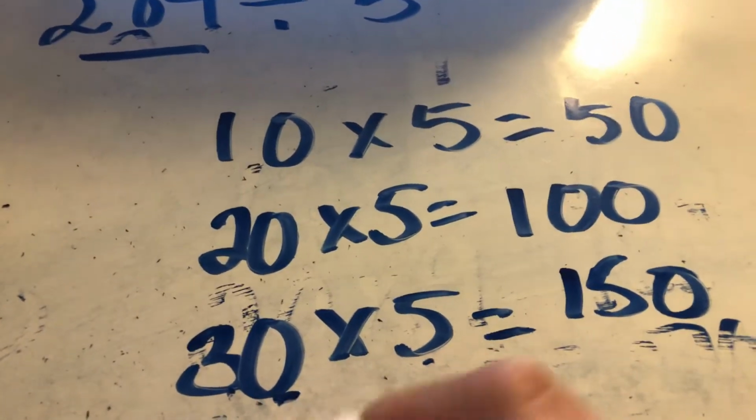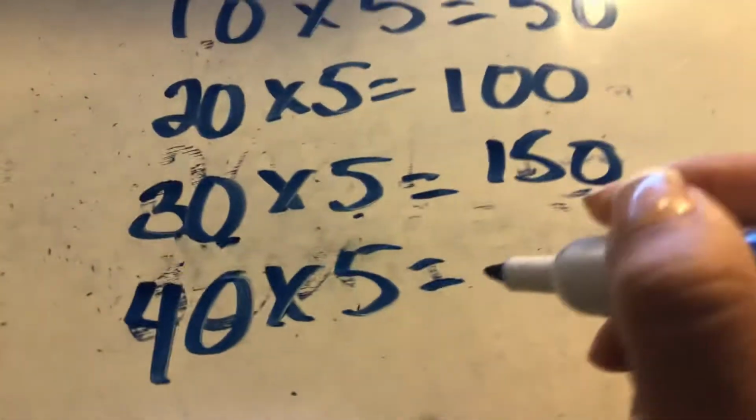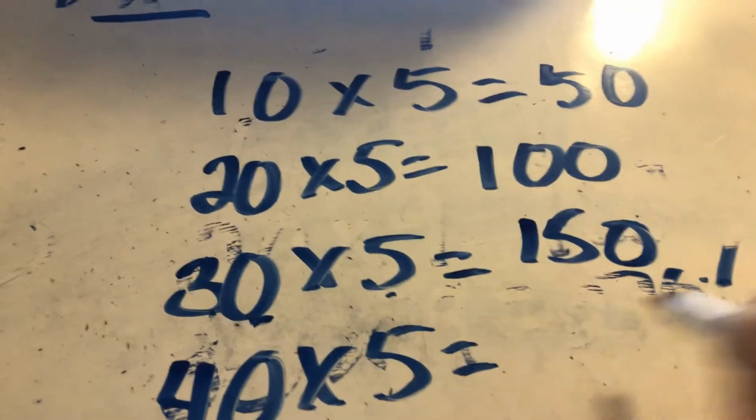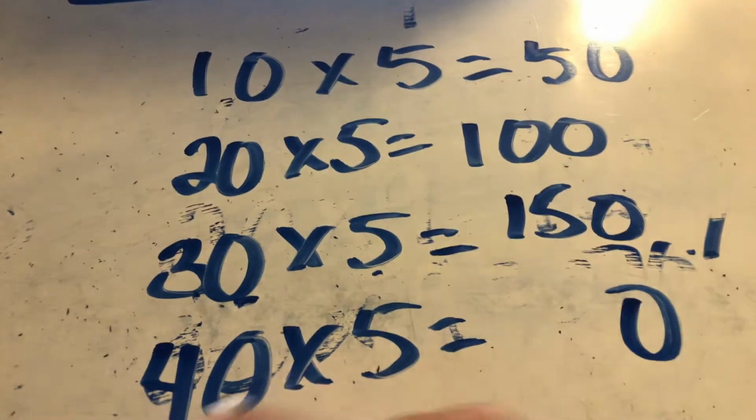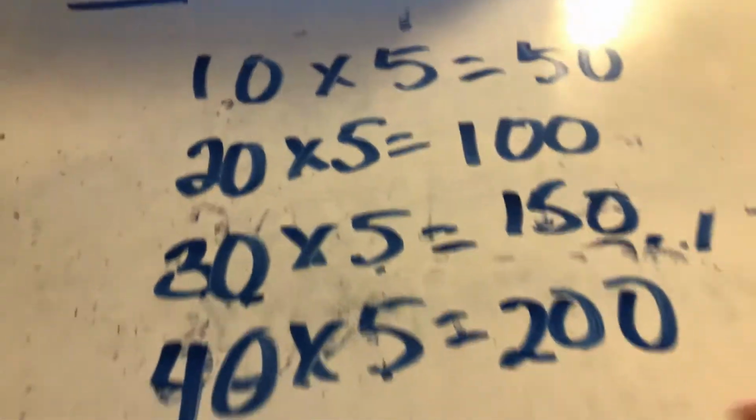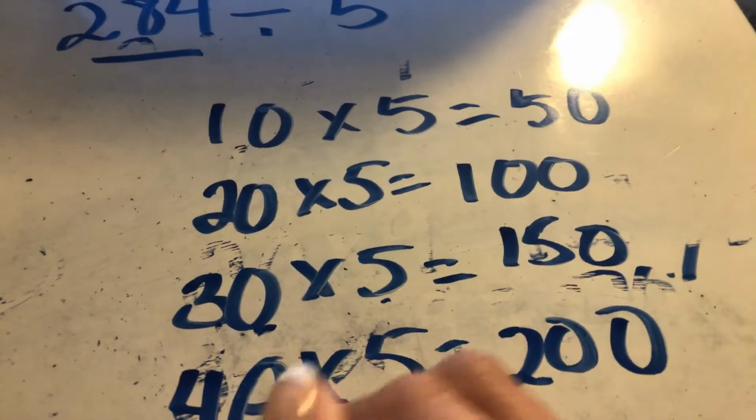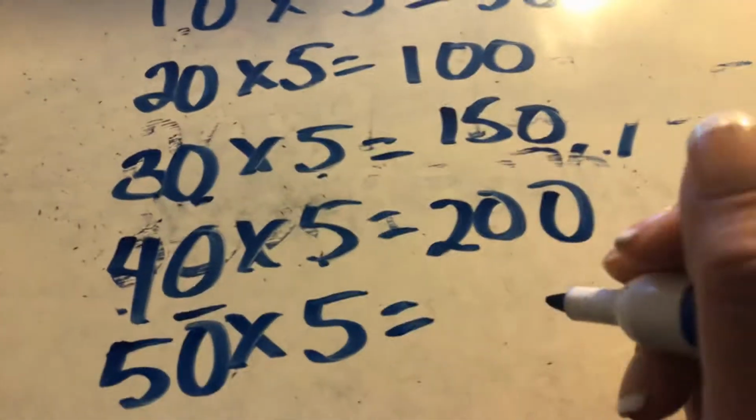You have 40 times 5. So remember, once again, drop the 0. 4 times 5 is 20. So that's 200. So we're close. We're almost there. Okay, let's try again. Let's go up one more. After listing these several times, you might get used to it.